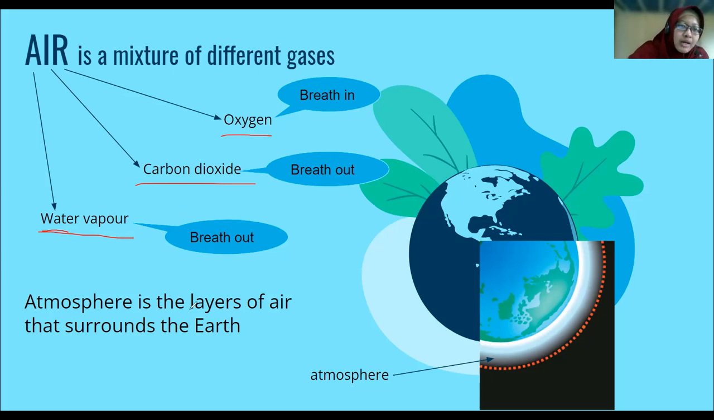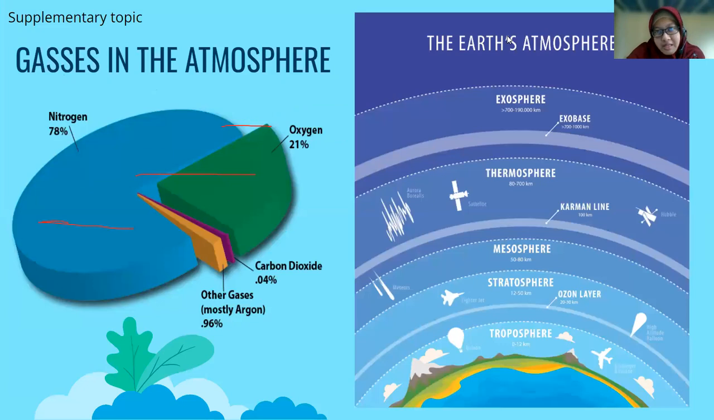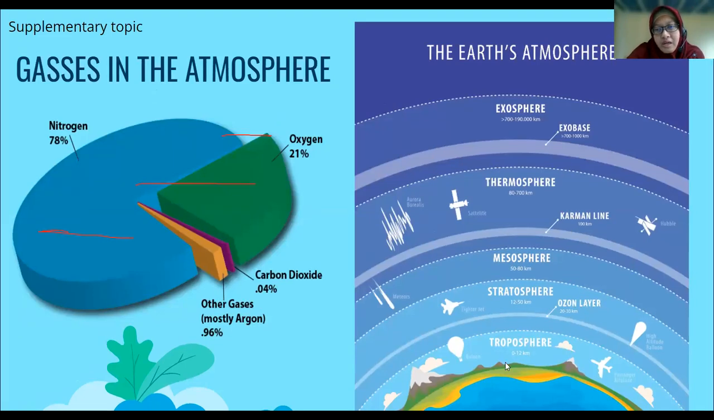Atmosphere is the layers of air that surrounds the earth. Okay, so this is the atmosphere. There are some layers of the atmosphere: troposphere, stratosphere, mesosphere, thermosphere, and exosphere. But I do not ask you to memorize this. This is just a supplementary topic. I have written it here.